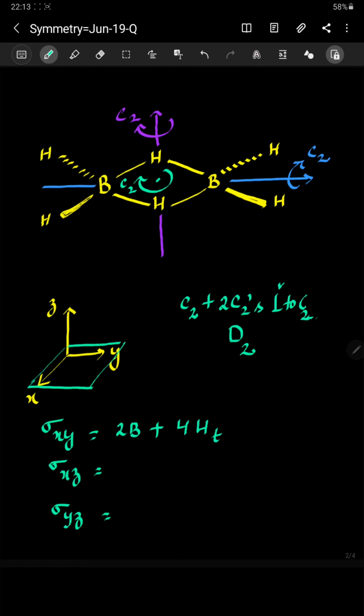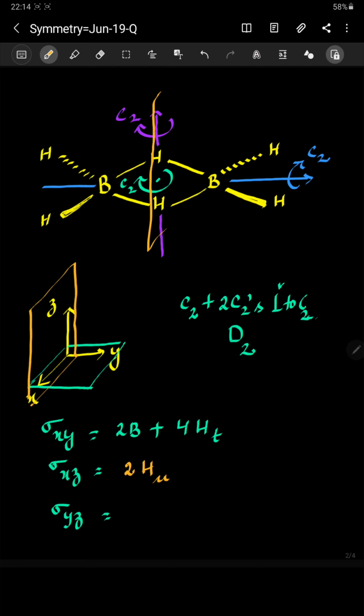Let's come to the xz. Well, xz is this plane. This is the xz plane. And in this case, if I operate that xz plane over here, that will take up only 2 hydrogens, but it will not take up any other atom. Sigma xz would take up 2 hydrogens and these 2 hydrogens are bridging.